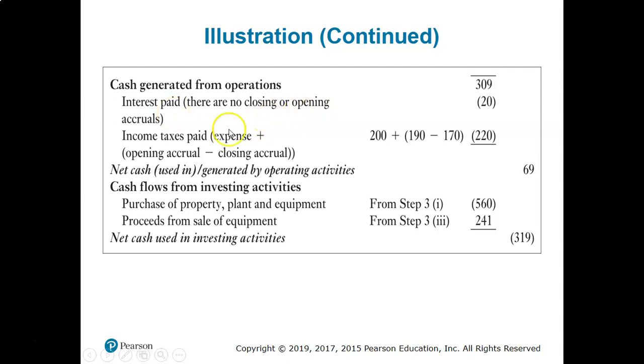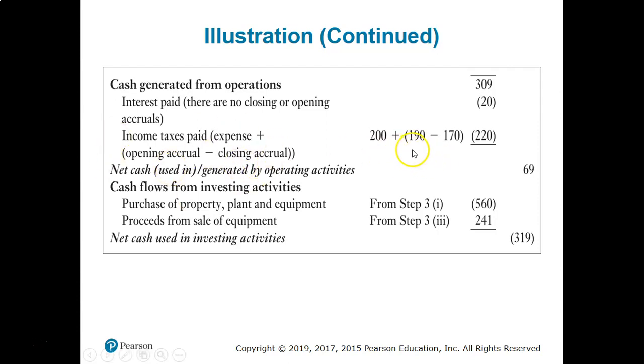There was no closing and opening accruals. So if there are closing accruals or opening accruals, we have to adjust those. So interest paid, we have to deduct this. This is what you paid. So cash decreases, obviously, as you paid. Income tax paid, obviously 200. If you pay tax, your cash will decrease, and we have to adjust the accruals as well, because you may pay some amount from accruals, or you may have more accruals than before. That means you didn't pay. So we have to adjust those things as well.